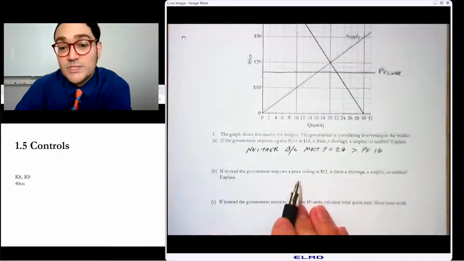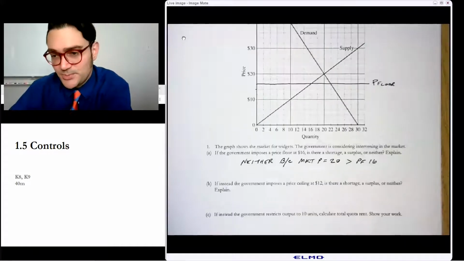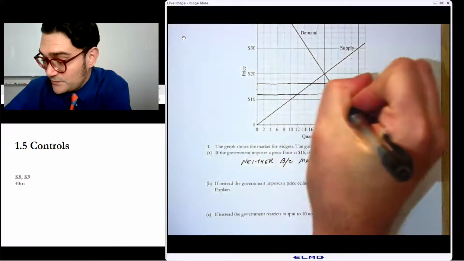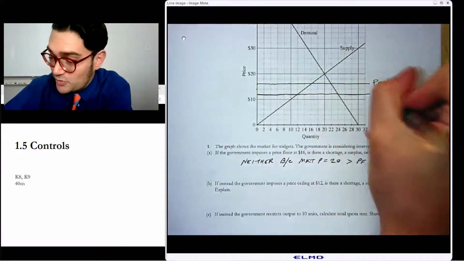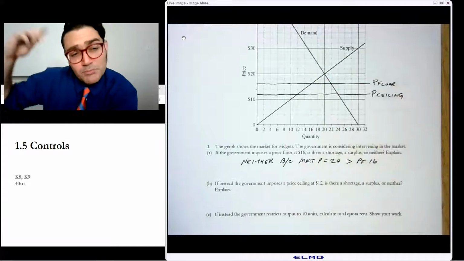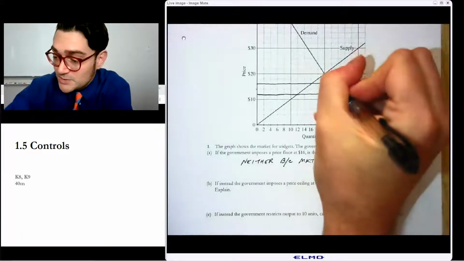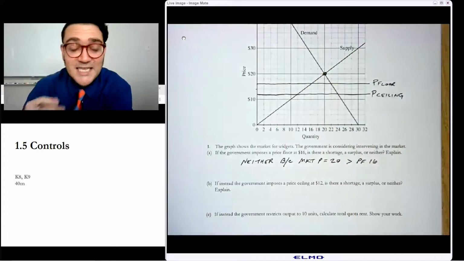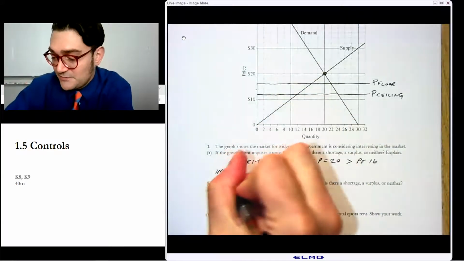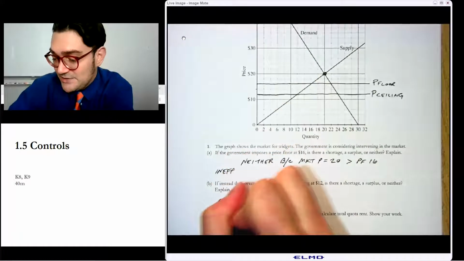If instead the government imposes a price ceiling at 12, is there a shortage, surplus? All right, so now we're going to draw this one. 12, say price ceiling. Now, this one is saying the price can't go above 12. Well, the market wants it to be at 20. So this one is effective. That's the word we're using. So like this one is ineffective, and this one is effective.